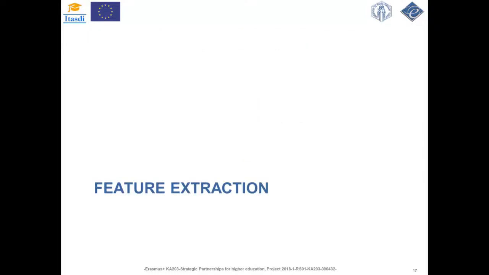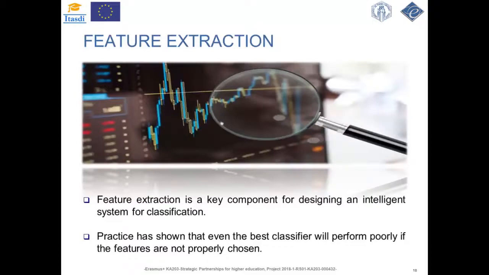As I said before, there are three main stages in the application, and the first one is feature extraction. Feature extraction is the most important, the key component for designing an intelligent system for classification, because it provides information that helps to recognize the faults responsible for the present disturbances. Practice has shown that even the best classifier will perform poorly if the features are not properly chosen.